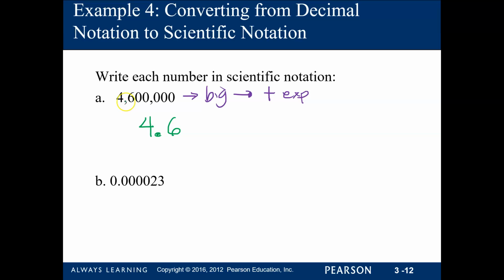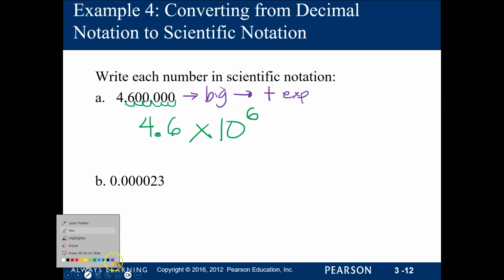So we have 4, and then this is 6. To make your decimal point be here in between 4 and 6, how many movements do you need to make it 4,600,000? You are going to have 1, 2, 3, 4, 5, 6. So that is going to be 4.6 times 10. Because this is a big number, that would be a positive 6 exponent. All right? So 4,600,000 written in scientific notation is 4.6 times 10 to the 6th power. Now, let's take a look at our next example.